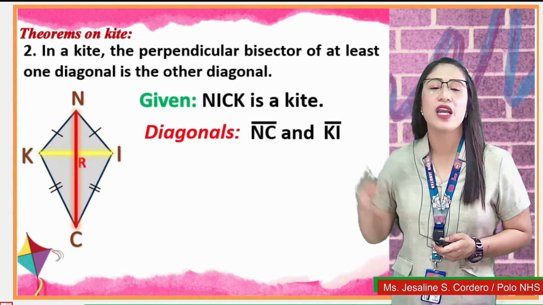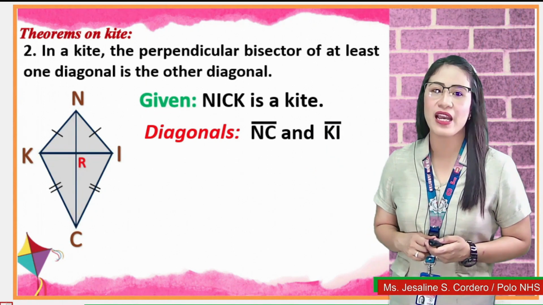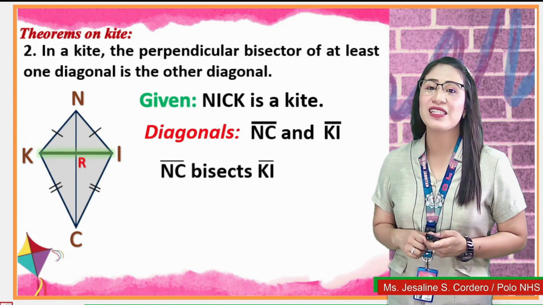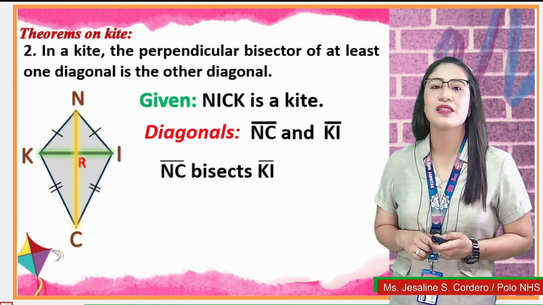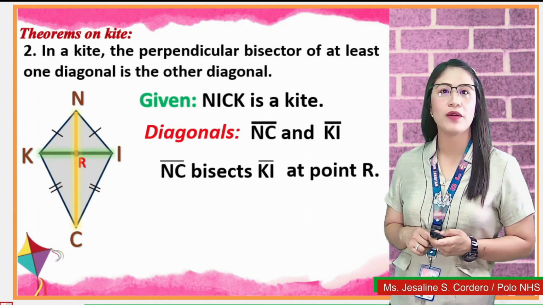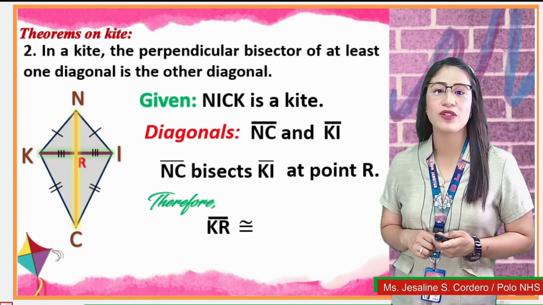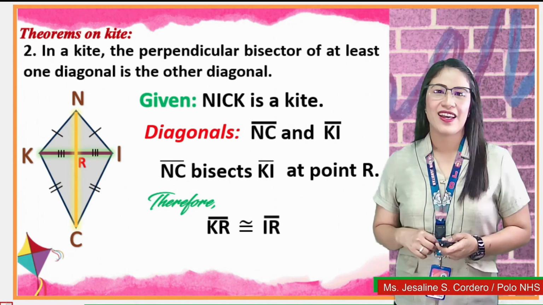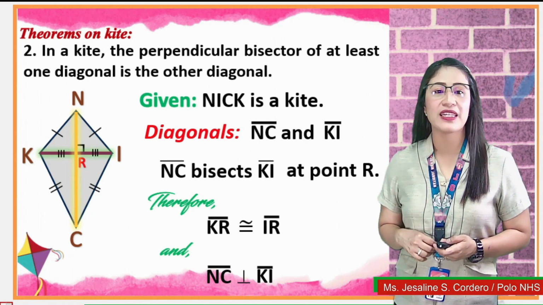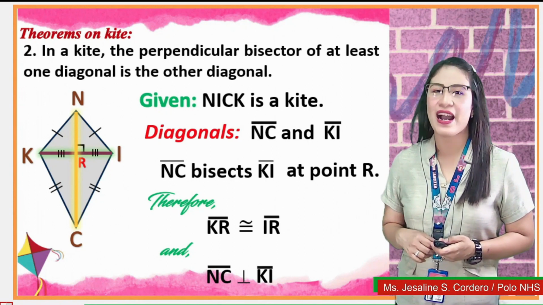In other words, if we take a look at a kite, the longer diagonal bisects the shorter diagonal. Therefore, segment NC bisects segment KI at point R. Therefore, segment KR is congruent to segment IR. And segment NC is perpendicular to segment KI, meaning it forms a 90-degree angle.